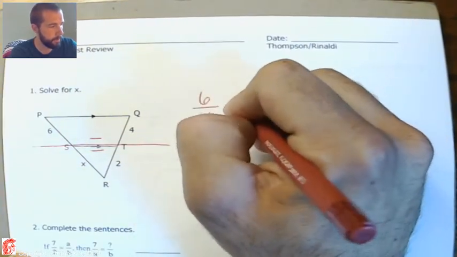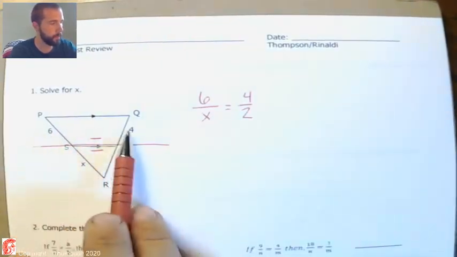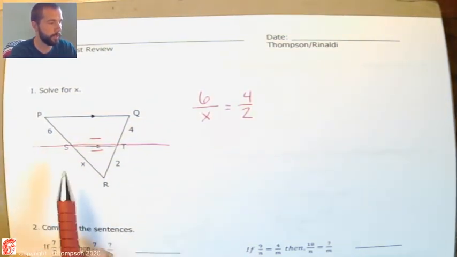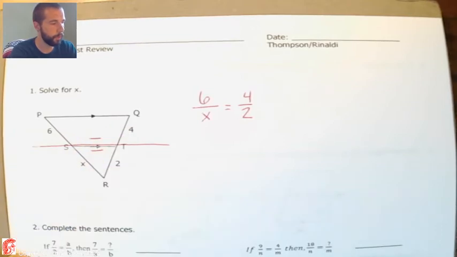So you might have set it up a different way. You might have done 6 over 4 equals x over 2. You might have done 2 over 4 equals x over 6. You might have done x over 6 equals 2 over 4. Either way, as long as you're matching up the corresponding parts, you'll get the same answer.